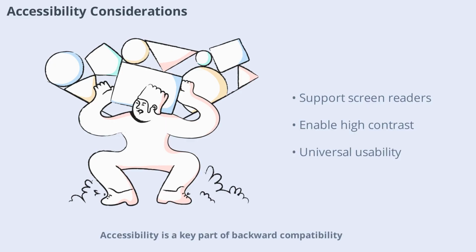Accessibility is a key part of backward compatibility. Ensure your app works well with screen readers, high-contrast modes, and other accessibility features. This makes your app usable for everyone, regardless of device or ability.